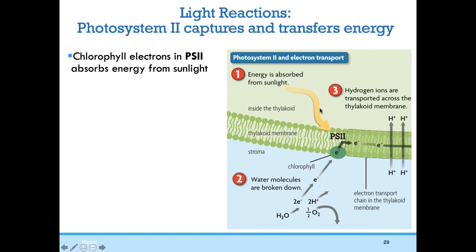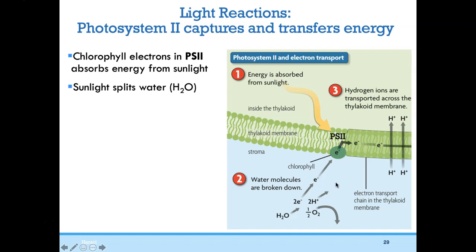So again, let's situate ourselves. We're in a thylakoid. In the thylakoid, we have these photosystems, which are protein complexes plus a pigment. So this is a protein complex that contains chlorophyll. The chlorophyll has two low energy electrons that absorb energy from the sun. That's the first step. Step 1, energy is absorbed from the sun.